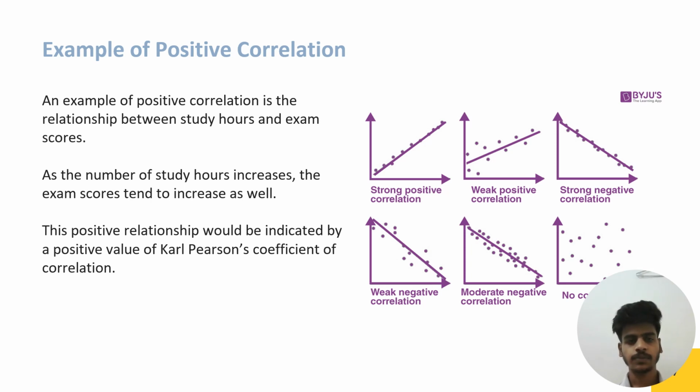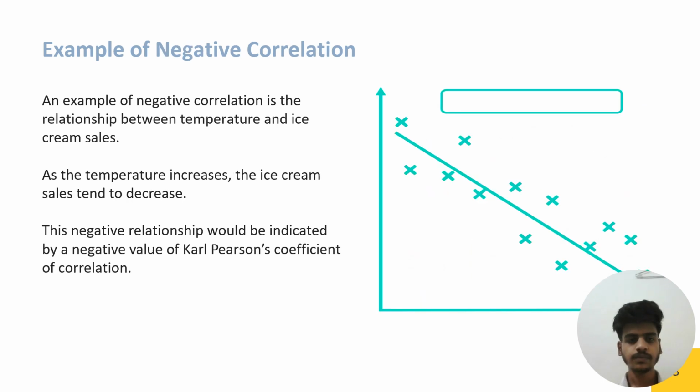The types of correlations are strong positive correlation, moderate positive correlation, weak positive correlation, strong negative correlation, moderate negative correlation, weak negative correlation, and no correlation.